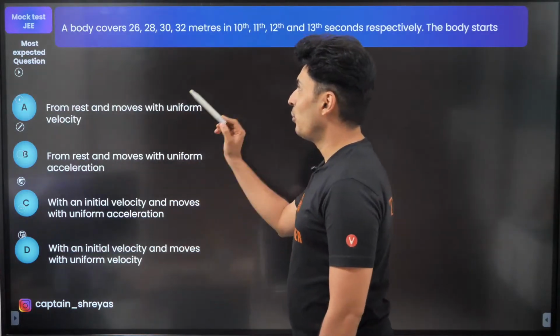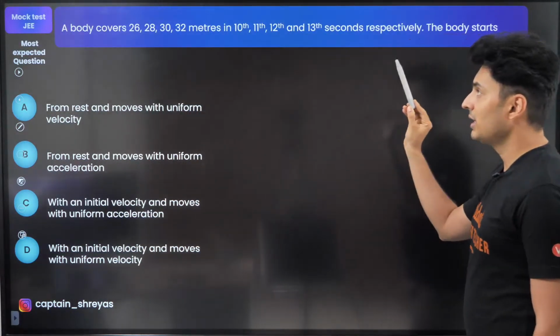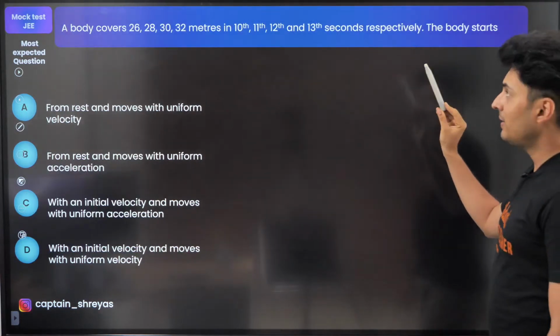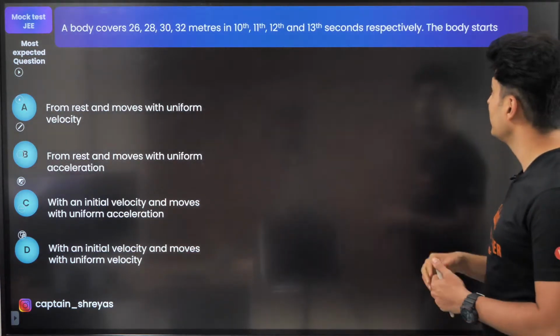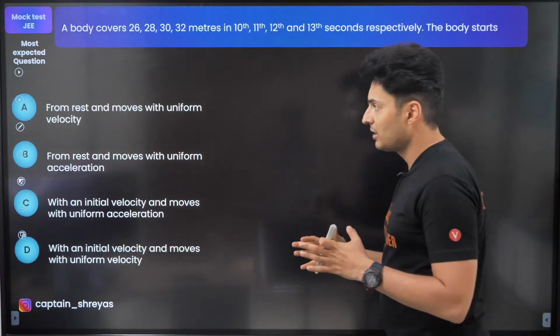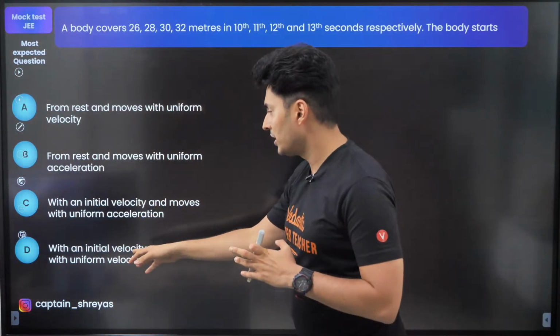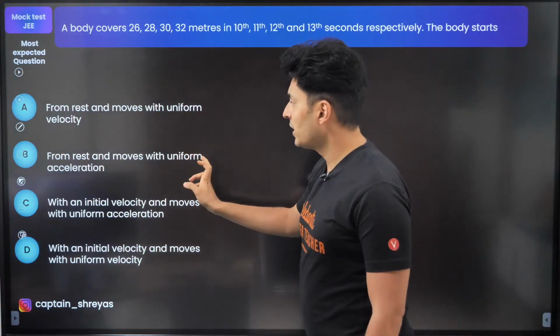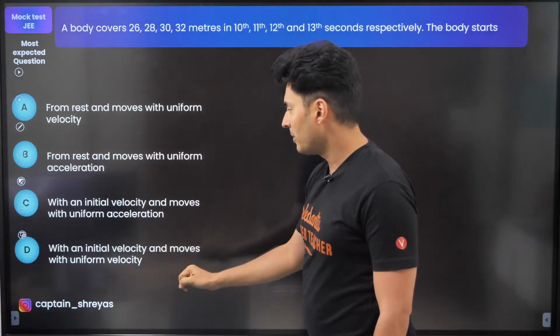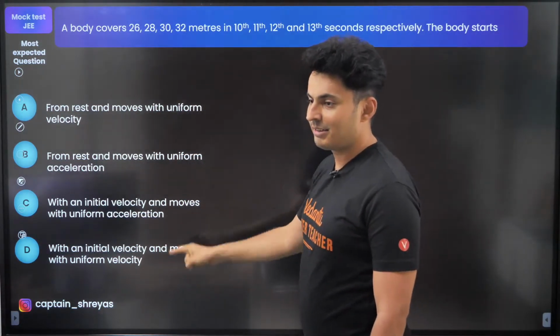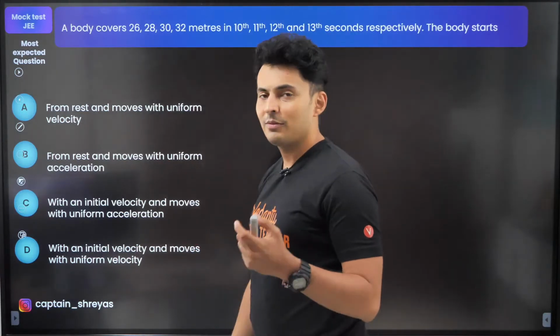Let's start. A body covers 26, 28, 30, 32 meters in the 10th, 11th, 12th and 13th second respectively. The body starts from rest, with initial velocity, uniform velocity, uniform acceleration, uniform velocity. Interesting question.